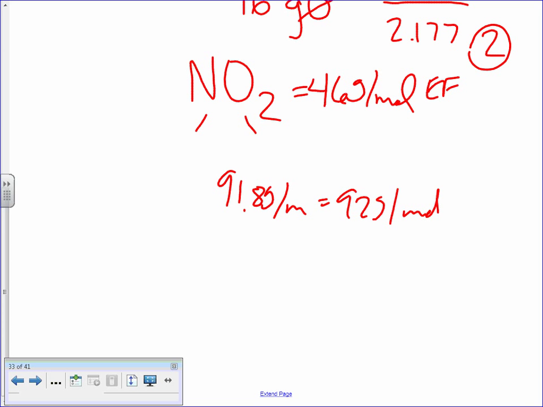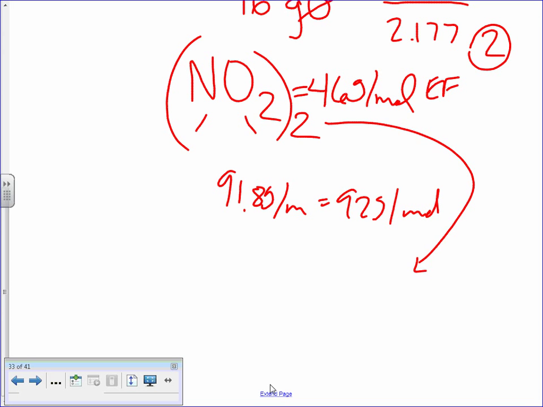How many times does the empirical formula go into the molecular formula mass? About twice. So this would be, instead, what? Name that. Tetroxide. Right, dinitrogen tetroxide. Okay, yeah.